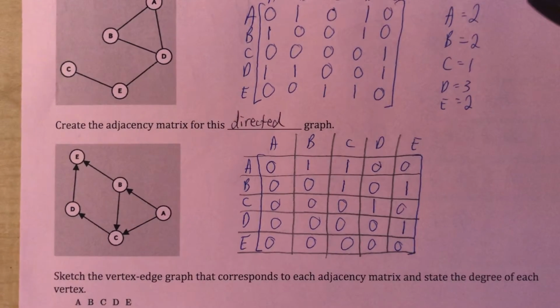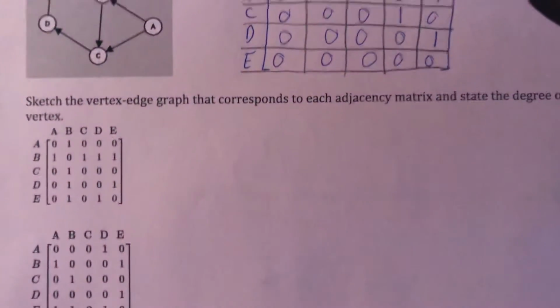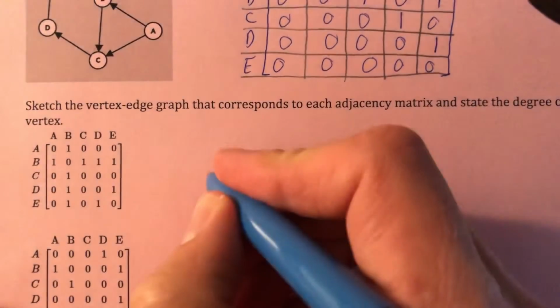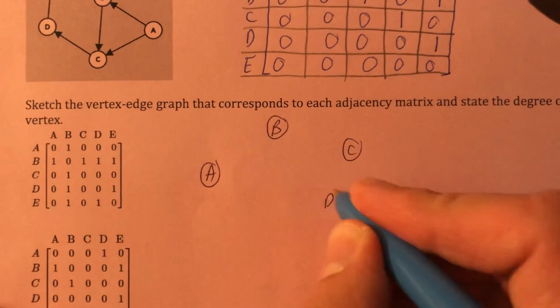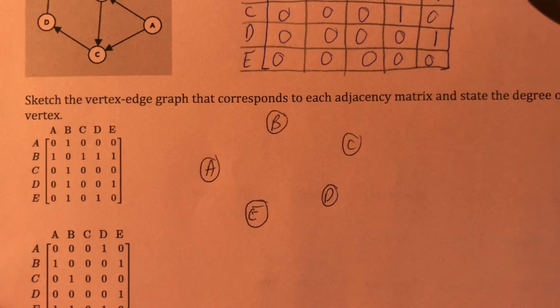Okay, now we're going to go a little bit backwards. We're going to start with an adjacency matrix, and we're going to draw a vertex-edge graph. So I'm going to zoom in just a little bit more. And all of these have 5 vertices, A, B, C, D, and E. And we are going to just go A, B, C, D, E. Here we go. And we're going to just connect what needs to be connected.